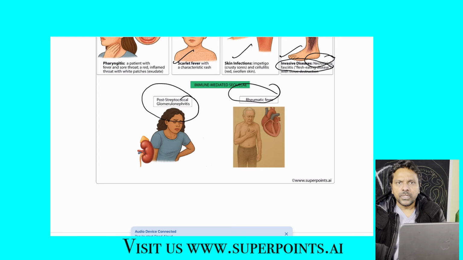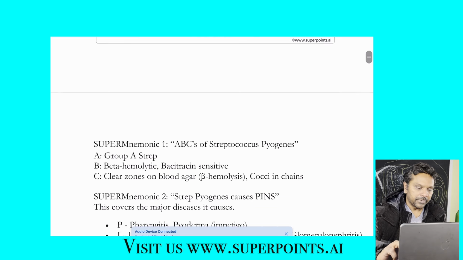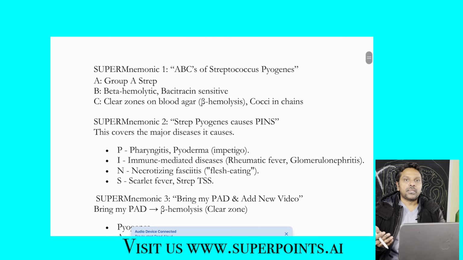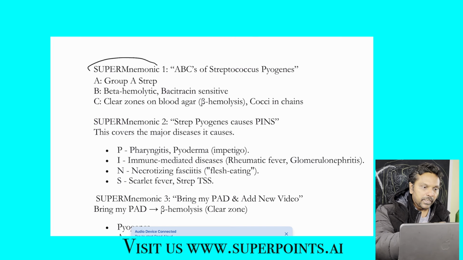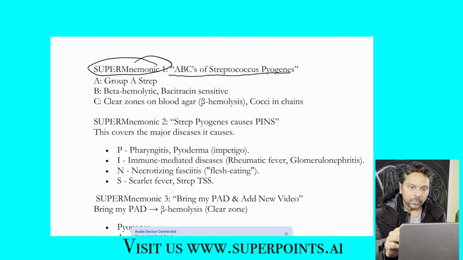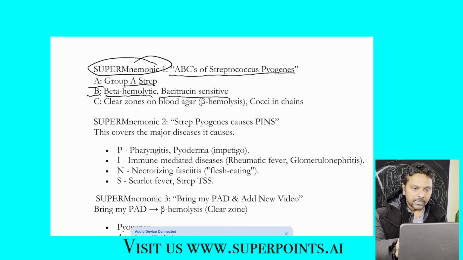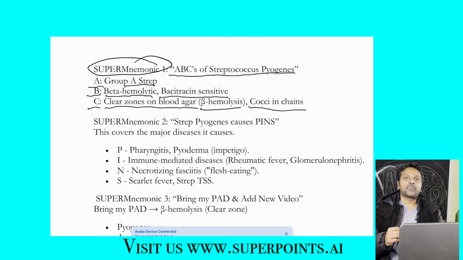What are the immune-mediated sequelae of Streptococcus pyogenes? These two: post-streptococcal glomerulonephritis and rheumatic fever. So how do you remember Streptococcus pyogenes? The super mnemonic, that is like how to remember. This is the mnemonic I usually use. ABCs of Streptococcus pyogenes. A for group A streptococci, B for beta-hemolytic, bacitracin sensitive, and C for clear zones on blood agar, that is beta hemolysis, and cocci in chains. So that is for the basic structure.